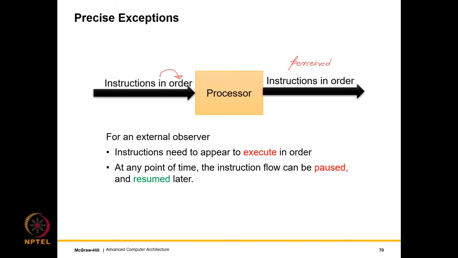For an external observer at any point of time, the instruction flow can be paused. This is a corollary of in-order execution: if instruction execution is in program order, we can pause it at some point and resume it at exactly the same point later on. That is the most important aspect of out of order execution.